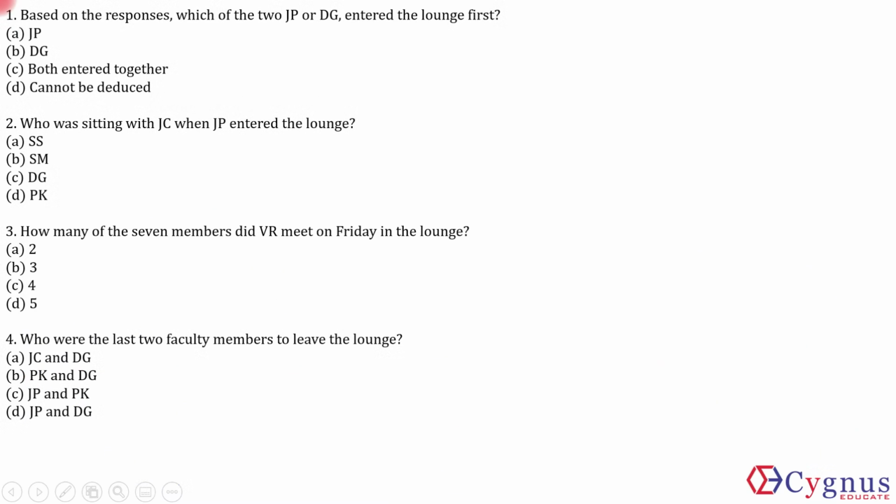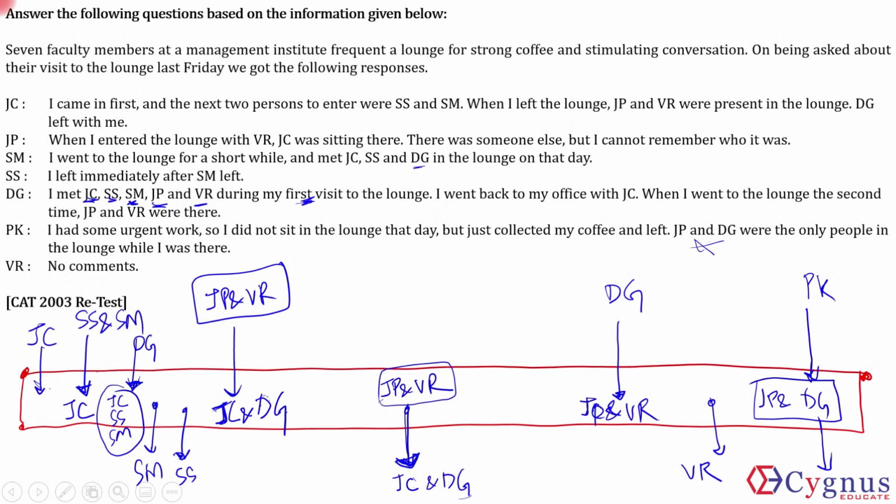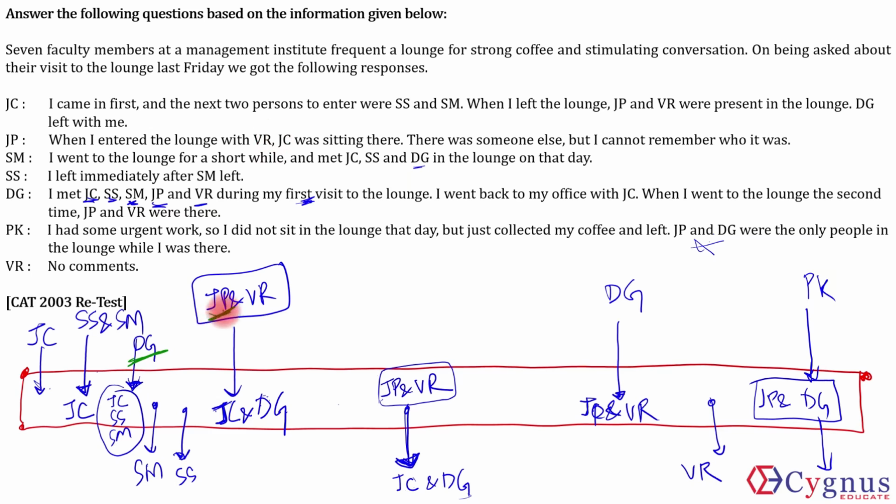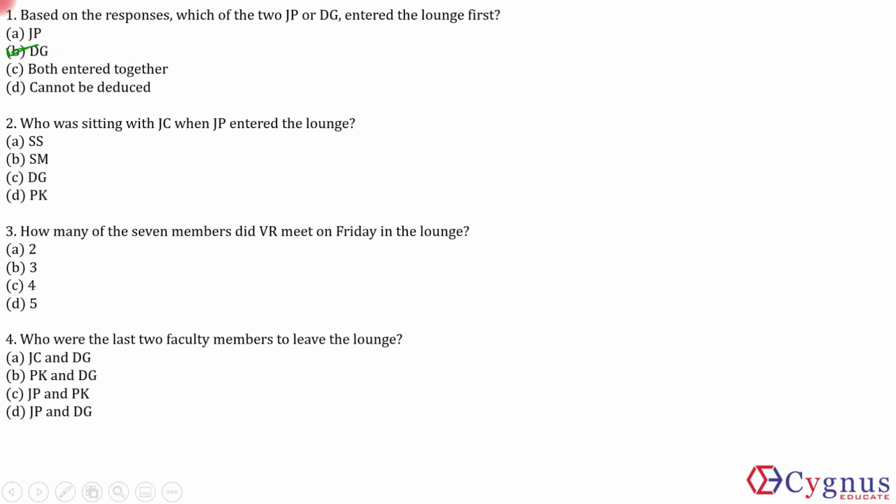First question: based on the responses, which of the two, JP or DG, entered the lounge first? Of JP and DG, JP comes in at this point, DG comes in at this point. So DG entered the lounge first, hence the correct answer is option B, DG. Next question: who was sitting with JC when JP entered the lounge? When JP entered the lounge, who is sitting with JC? DG is sitting, so the answer will be option C, DG.